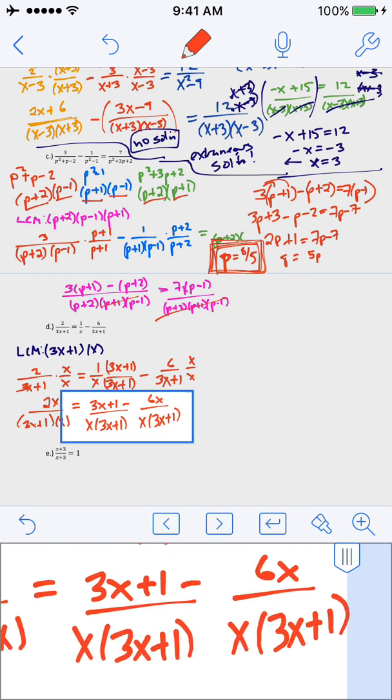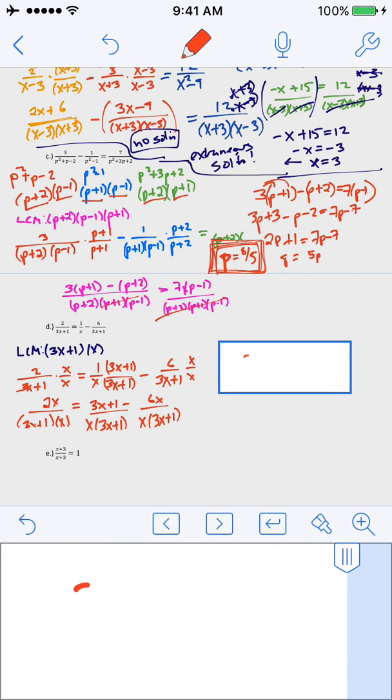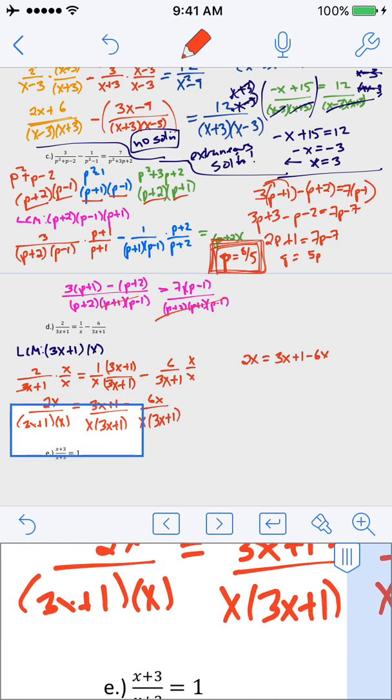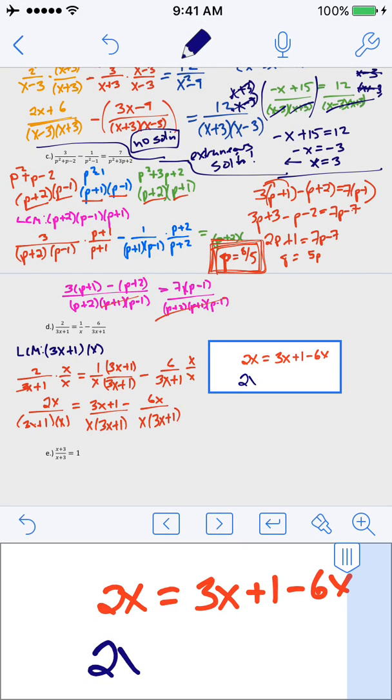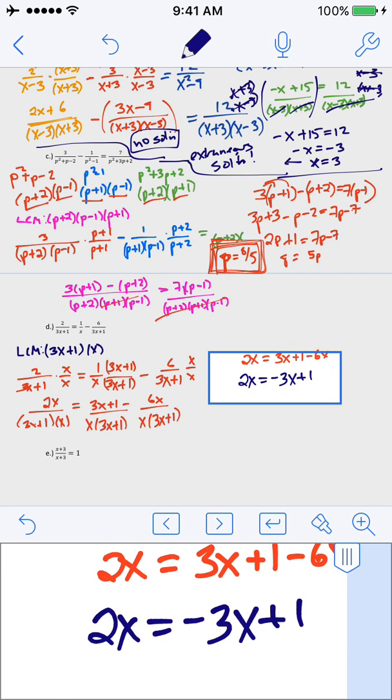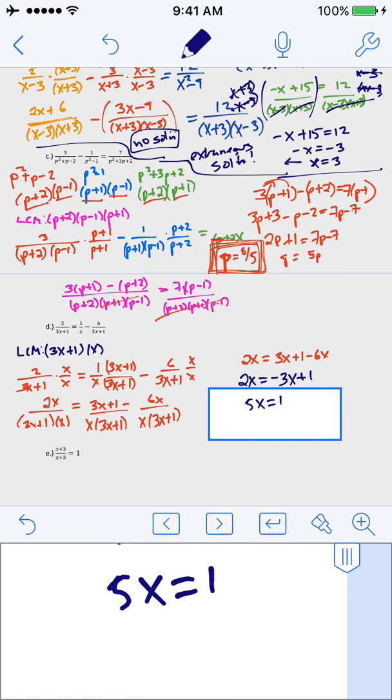Notice they're all the same now, so if I multiply that to both sides, I'm just left with 2x is equal to 3x plus 1 minus 6x, right? If they're all the same in the denominator, I'm just left with the numerators. And now I have 2x is equal to negative 3x plus 1. Add that to both sides, I get 5x is equal to 1, x is equal to 1/5.